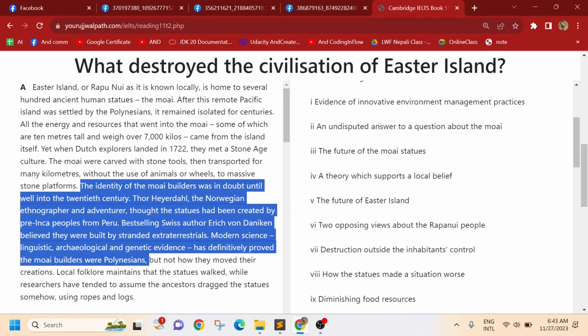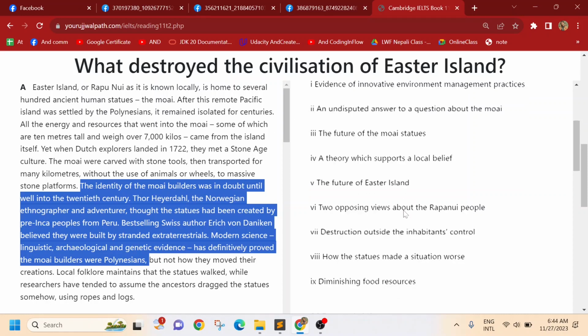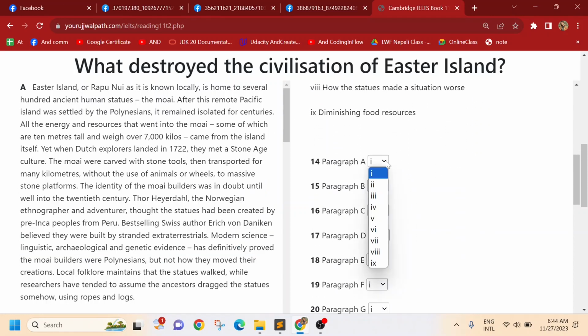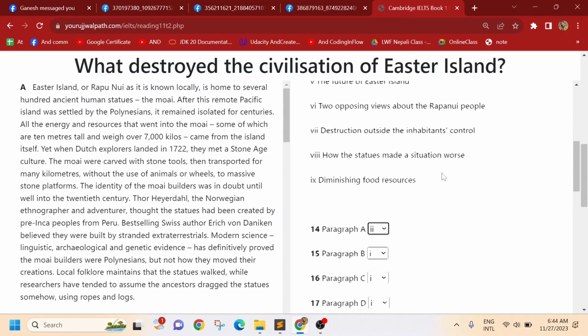Of course, there was a dispute. The sentence suggests that they were in doubt and we had two opposing ideas. That means disputes were there, and the dispute was solved because science has proved it. So we can now choose paragraph A as the second. So I'm going to choose the first paragraph's answer as the second.